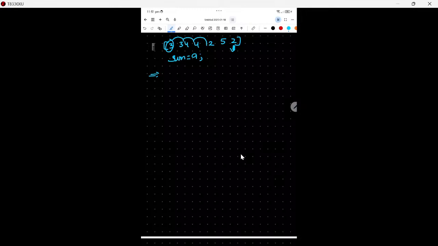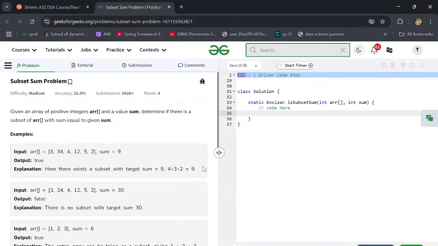What are we basically doing? We need sum equal to 9. What do we have to return? We have to return whether there is a subset, any values, that is equal to the sum or not. You all know what subset means, right? Subsequence means the elements have to be in order. Subset means it can be in any order. It can be any number of elements that can form the sum 9. Okay, it's easy.